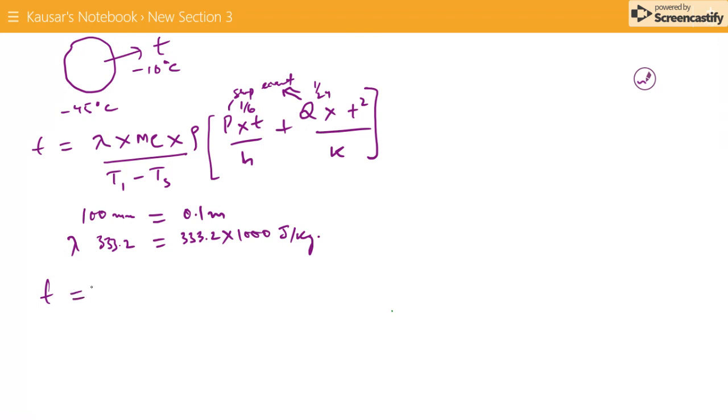the time in seconds, which will be equal to 3904.4376. Sorry, this is seconds. We have to convert this into hours. We have to divide it by 3600, which will be equivalent to 1.08 hour.